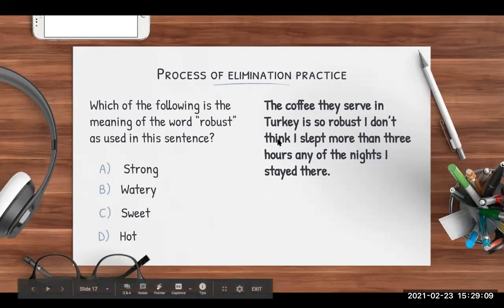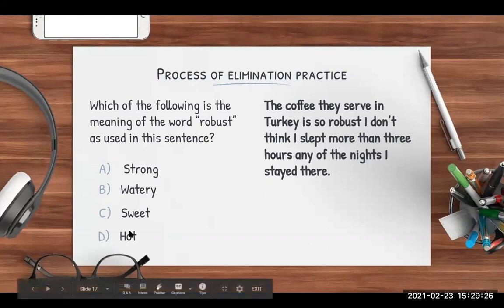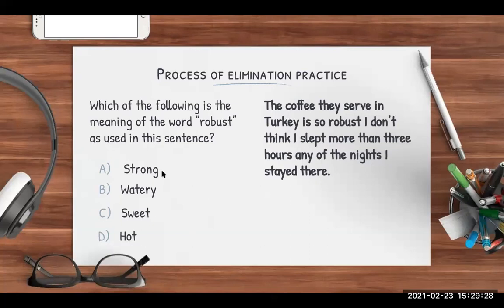And then we have D, the coffee they serve in Turkey is so hot, I don't think I slept more than 3 hours any of the nights I stayed there. That one doesn't make as much sense. Hot coffee is not really going to keep you awake. Then we're left, if we can eliminate both watery and hot because they don't really make sense in this context, with strong and sweet. And in general, just going by the context that it has kept the person awake so that they couldn't sleep more than 3 hours, strong coffee is probably going to keep you awake much more than sweet coffee. So having eliminated all of our other options, that leaves us with A, strong.